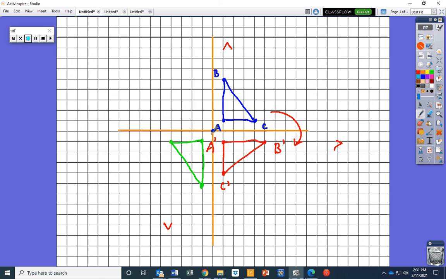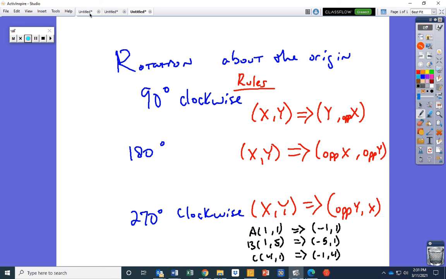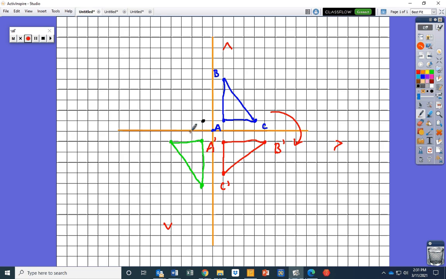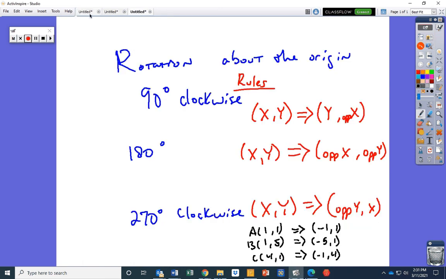I've got negative 1, 1. So back 1, up 1. What was my next one? Negative 5, 1. So 1, 2, 3, 4, 5, up 1. And the last one was negative 1, negative 4. So back 1, up 4.